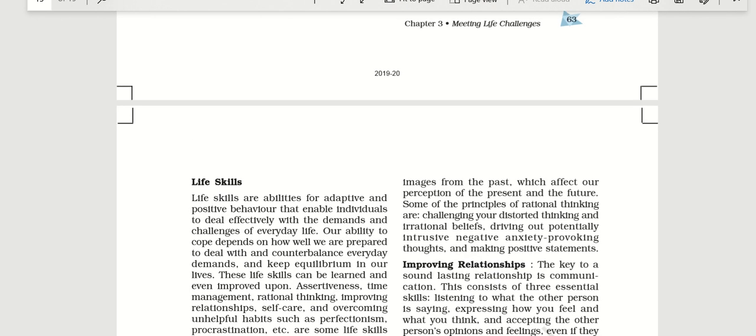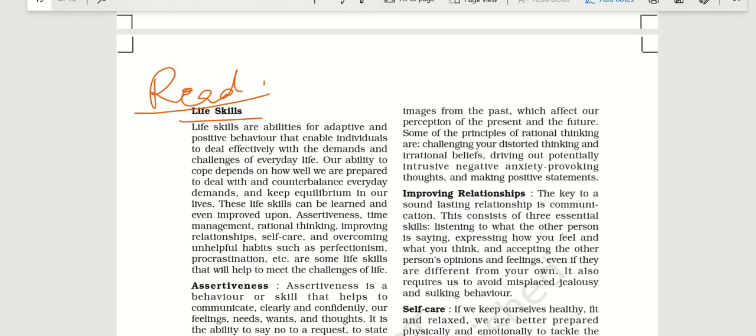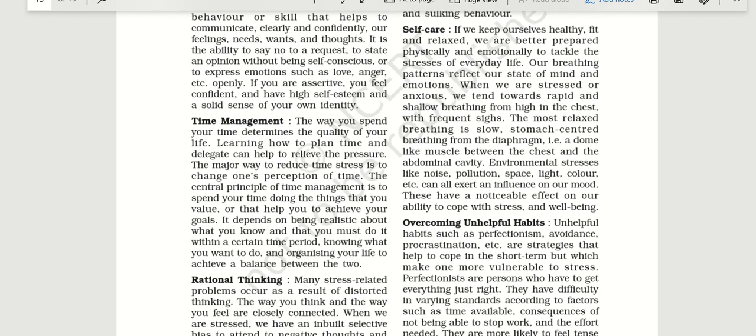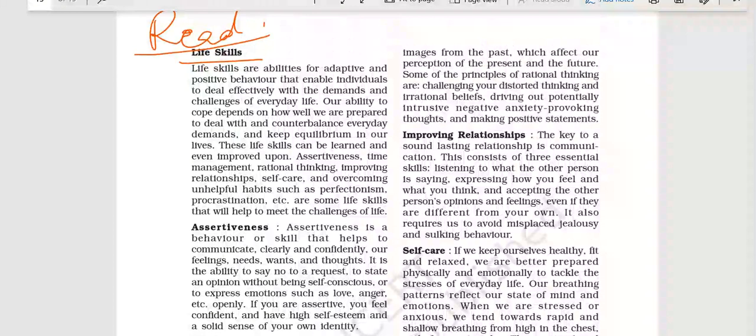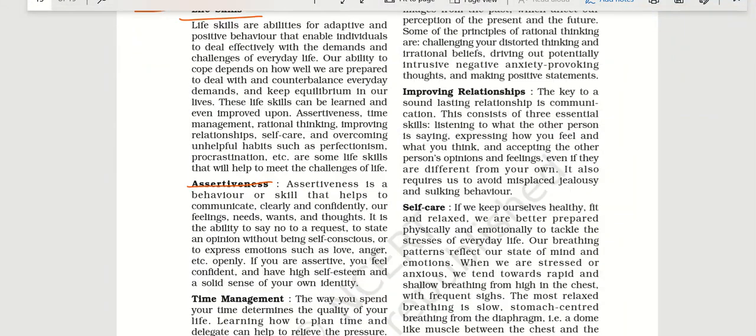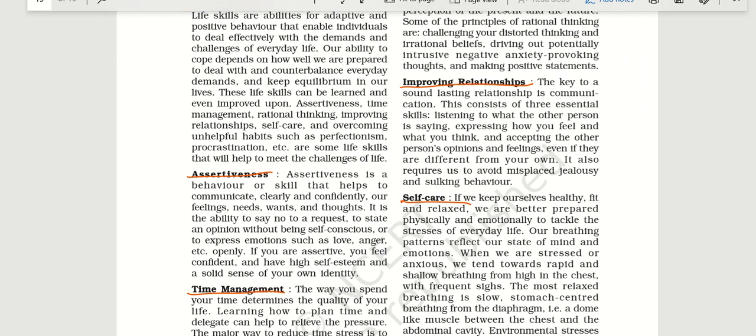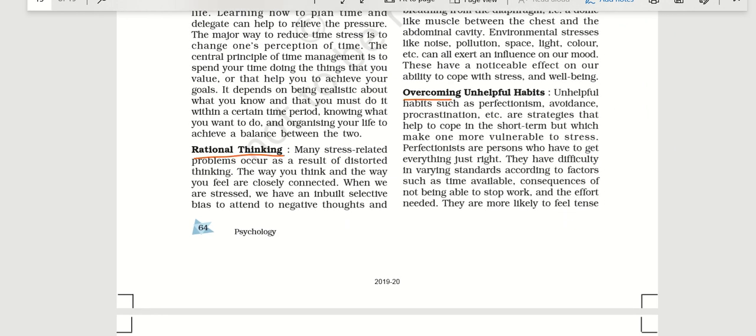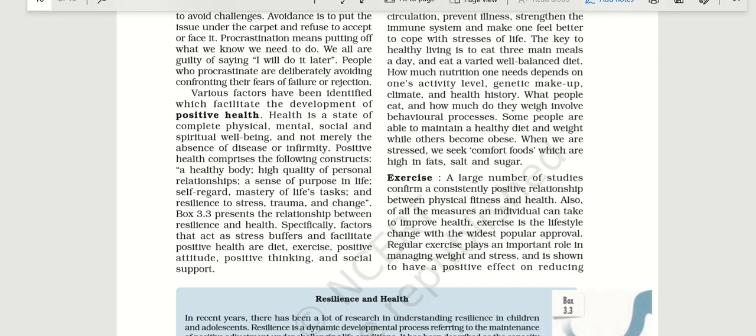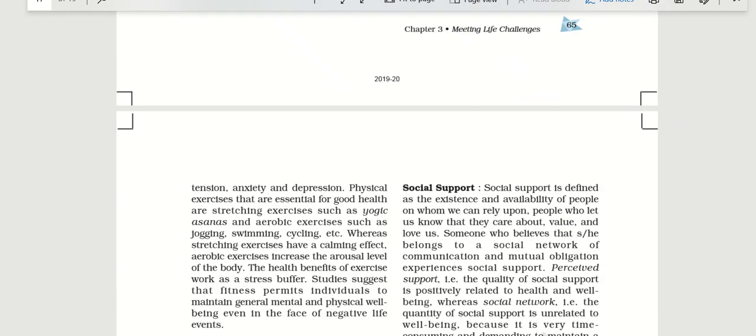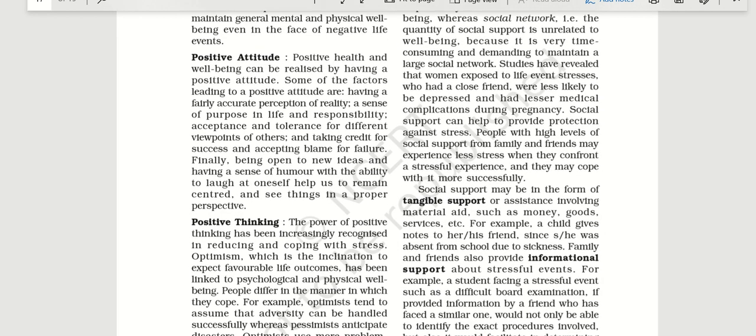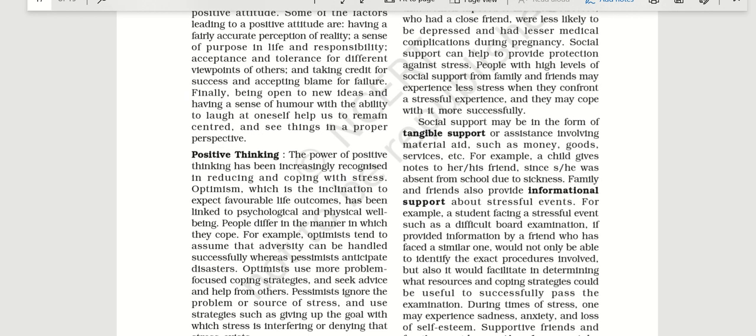Then I would suggest you read from here. They're talking about life skills, the abilities or adaptive positive behavior which you can inculcate in your life to avoid stressful situations. It involves assertiveness, improving relationships, self-care, time management, rational thinking, overcoming unhelpful habits, your diet and your exercise. So yes, these things are also important to maintain good relationships and to avoid stressful situations.